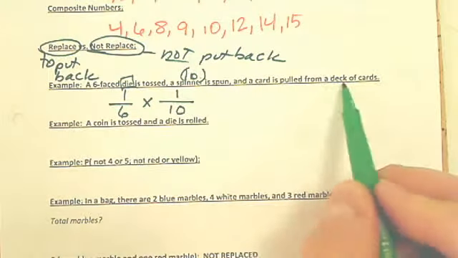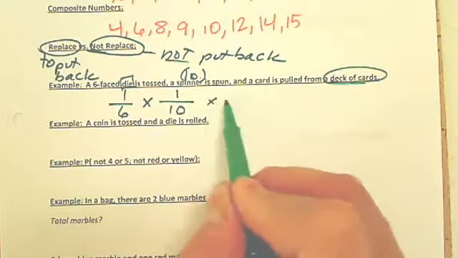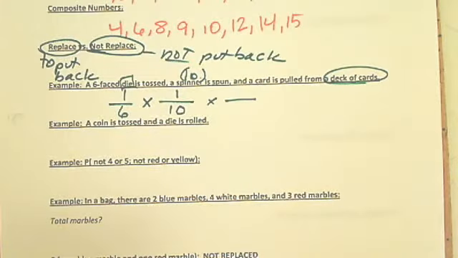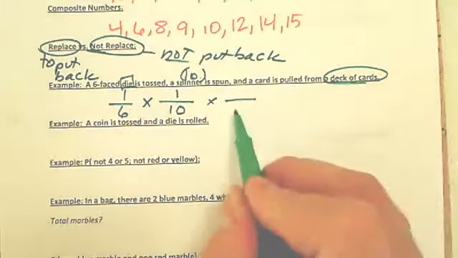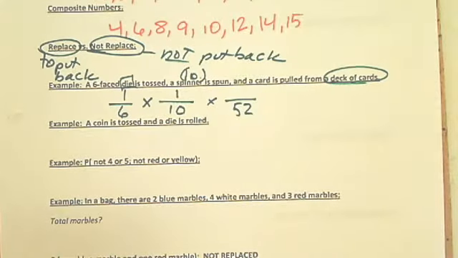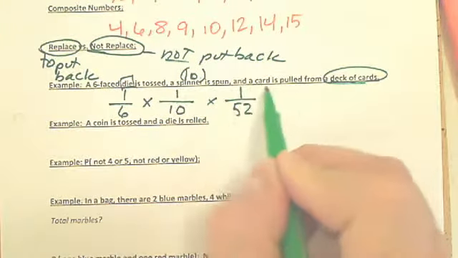And a card is pulled from a deck of cards. How many cards are in a deck? 52. That's something you've got to know for life. There are 52 cards in a deck. If you ever go to Las Vegas and vacation there and go to one of the casinos, you've got to know. It's fun. It's hot. Do you know how to count cards? Depends on what game you're playing. And then you have one card.